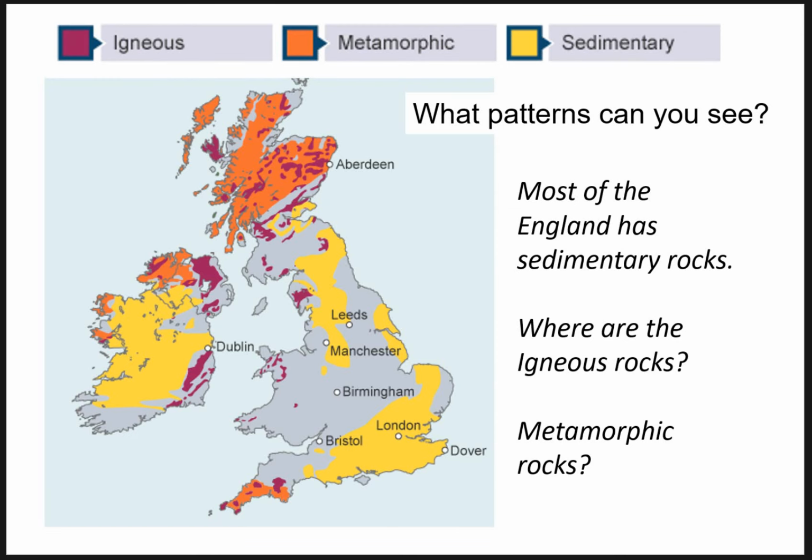So hopefully you noticed something interesting. Most of England, so the south and east, is made up of sedimentary rocks, whereas the igneous and metamorphic rocks are much more common in Scotland, Wales, Northern Ireland, and parts of northern and southwest England. So keep this pattern in mind because it explains why the UK's landscapes are so different.